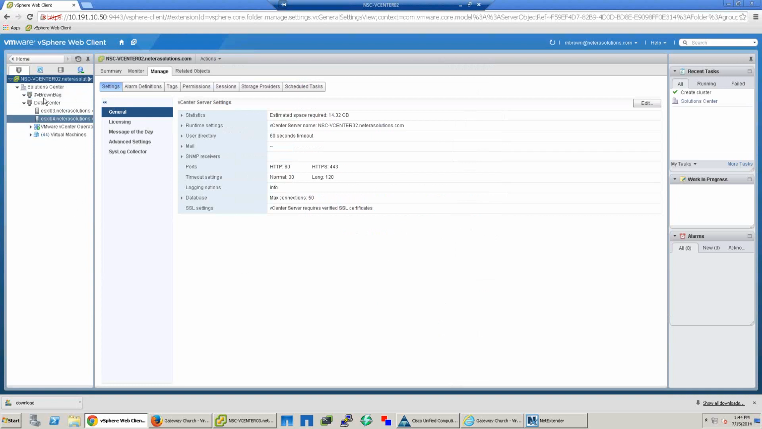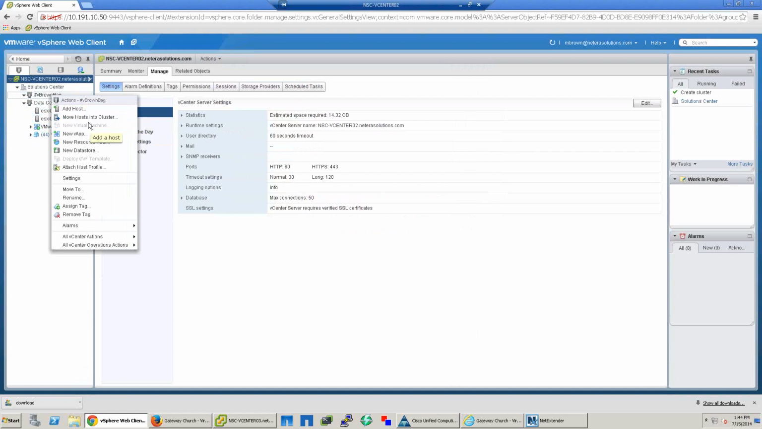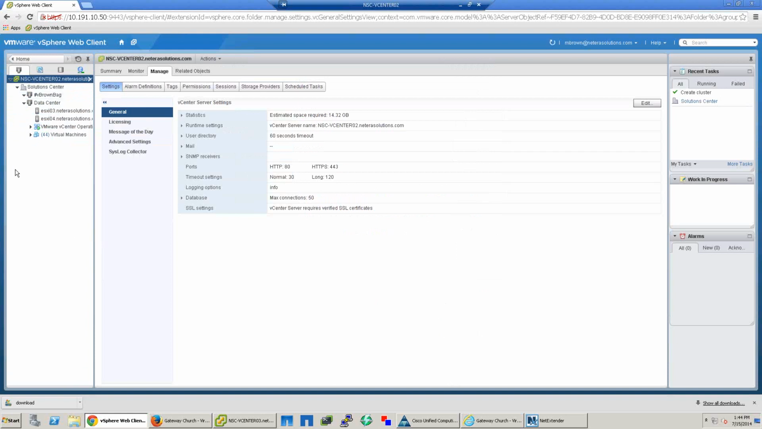And there's our cluster. Now, after creating the cluster, you can move hosts into it. I'm not going to move my existing hosts into it right now, but it's as simple as adding a host, in which you would add the DNS or IP address of that host and the credentials to add the host.